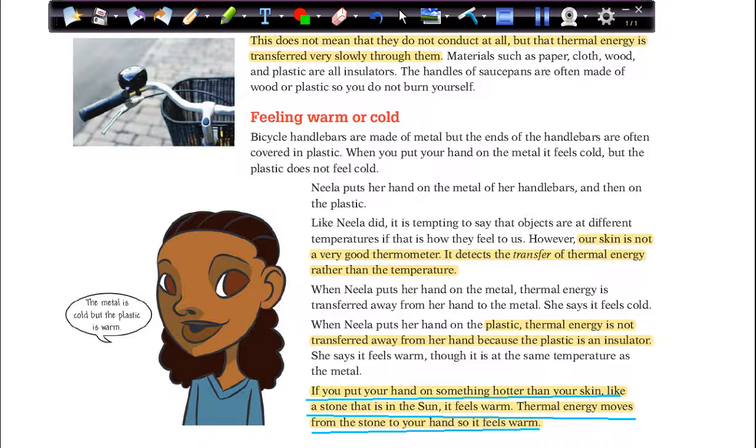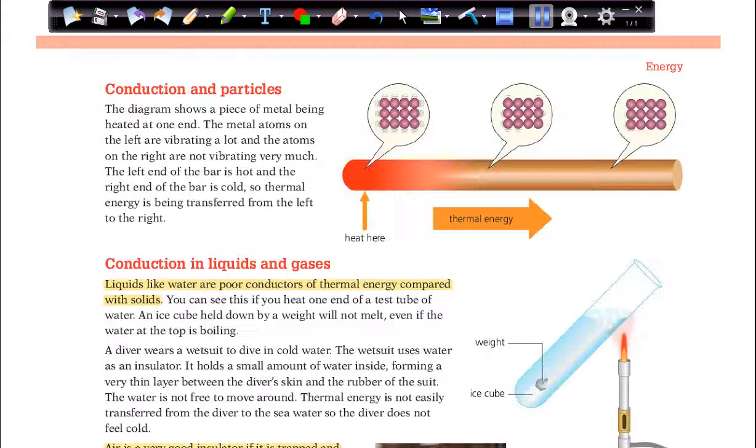But if your hand is warm and the stone is cold during the night, you will feel it's cold because the energy has transferred from your hand to the stone, so it will feel cold. So now let's talk about conduction and particles. So what's happening inside the materials, or how the particles behave when they conduct heat.